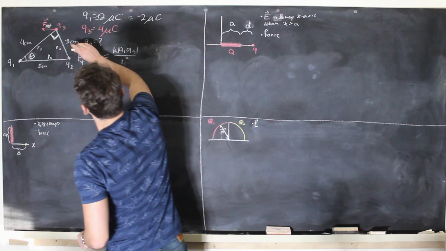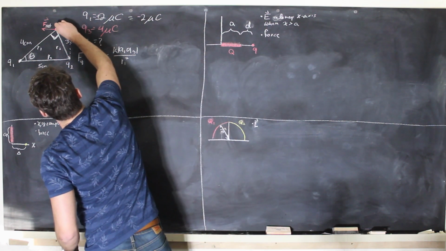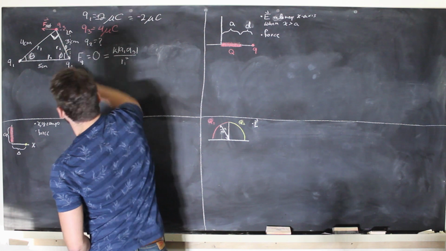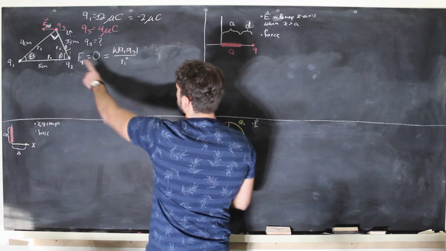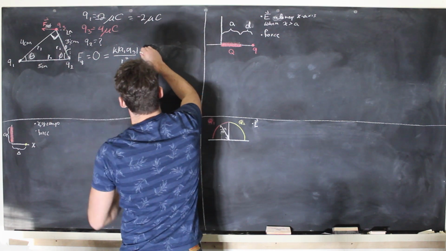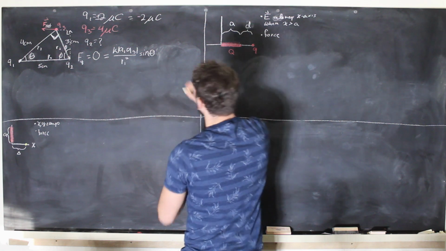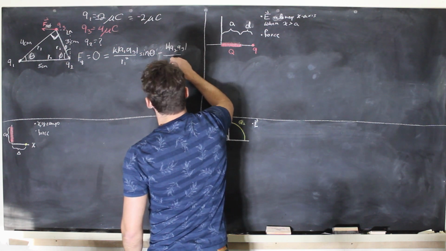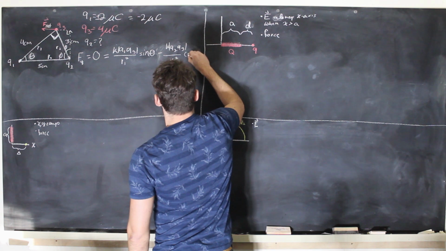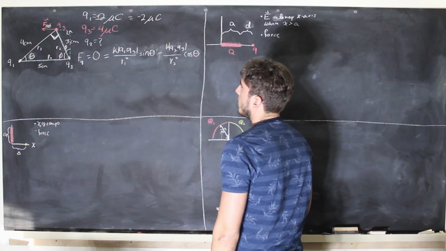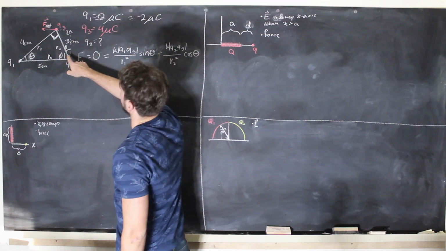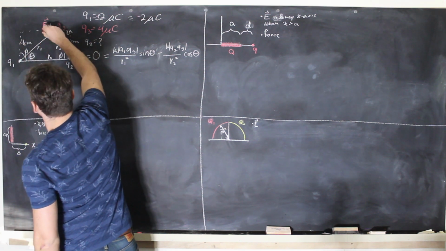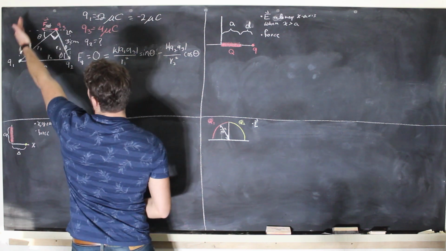If we make a triangle here, this is phi, this is theta. So we want sine theta for Q1, minus K Q2 Q3 over R2 squared cosine theta. Because again, we want the vector that's going up, and that's cosine theta. But here it's a little bit different because this angle is phi and this angle is theta, and so sine theta is up.